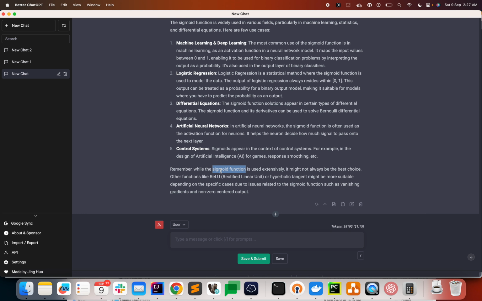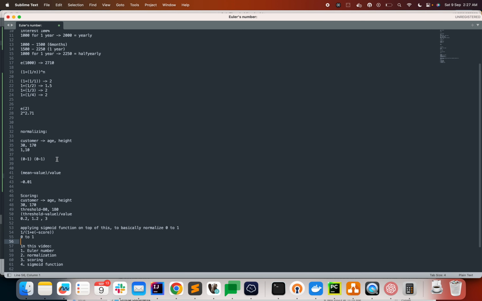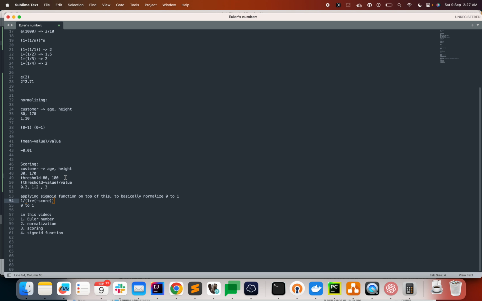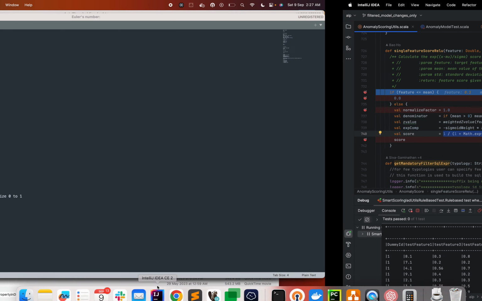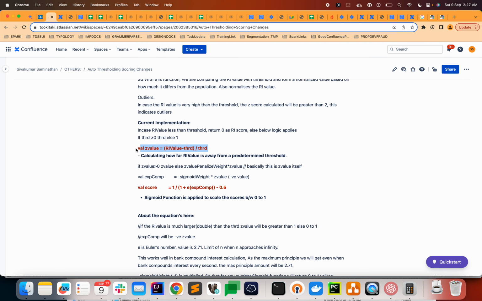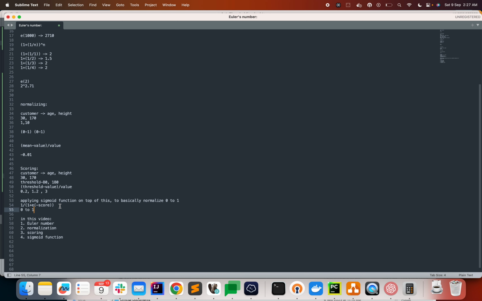So this is the sigmoid function, but we have other functions like the ReLU function. Basically the one we did for normalizing at first, which is plus or minus value, this is basically a ReLU function also. So we are using the ReLU function and then the sigmoid function as well on top of it.